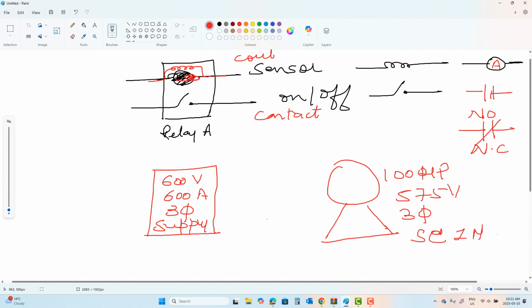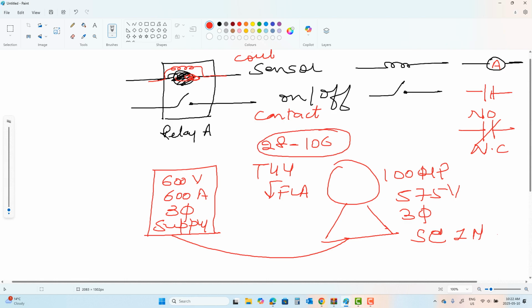squirrel cage induction motor. Okay, now I need each one of you to go to table 44 and tell me what is my FLA. The rule we are trying to reanalyze is 28-106, which is for single motor. So 99 amps FLA. Thank you.